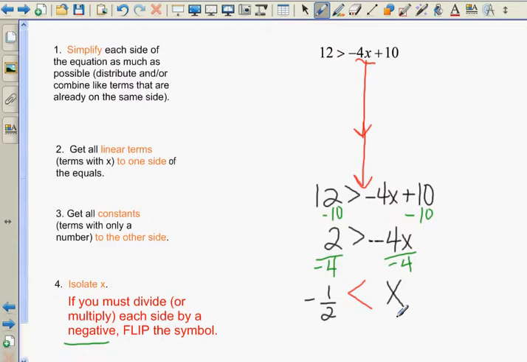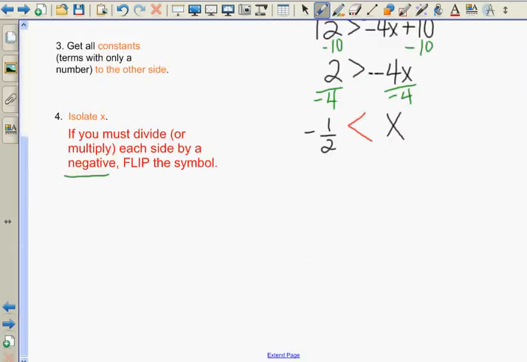So our answer is a little bit different than an equation. In an equation, we got one answer, x equals one thing. Here, as long as x is any number, and I'm going to read this from x, even though the negative 1/2 is first. This is how I want you to read it. Read it from x. So x, if I read it backwards, x is greater than negative 1/2. So we're reading from x. X is on the open side, so it's on the bigger side of the symbol. X is greater than negative 1/2.